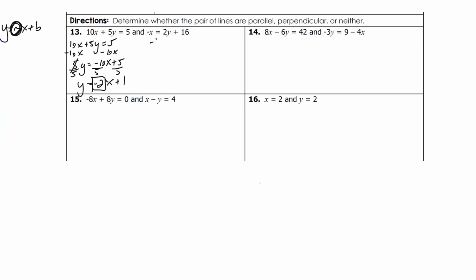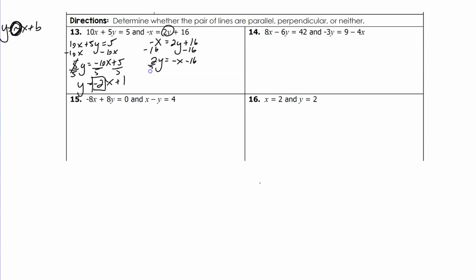Now, when I look at this one where I have -x equals 2y plus 16, once again I want to get this y by itself, so I'm going to minus 16. Minus 16. So I can rewrite this as 2y equals -x minus 16, because technically this would be -x minus 16 equals 2y, and I can just move the equal sign to the other side and write it as I just did.